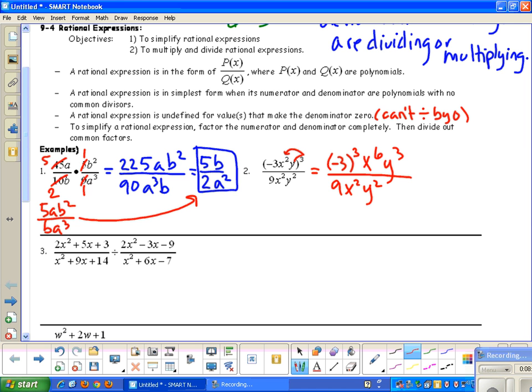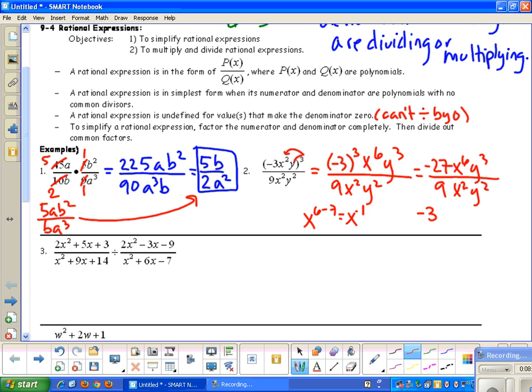Negative 3 to the third power would be negative 27 over 9, and then we have x to the 6th, y to the third, over x squared, y squared. Negative 27 over 9, I know it's going to reduce into negative 3. So we have negative 3. And then we have x to the 6th, I'm doing some work off to the side, minus 2.